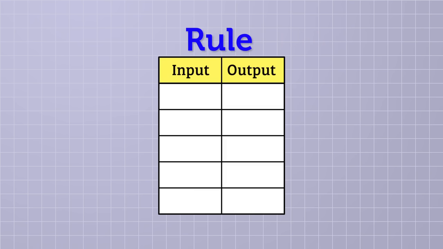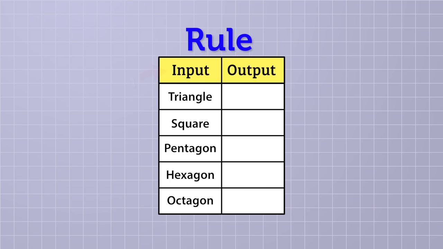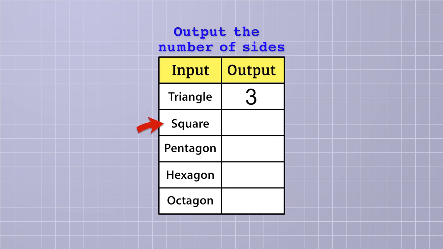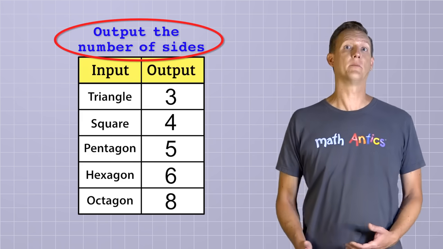or procedure. For example, let's say that the input set of a function is a list of common polygon names like triangle, square, pentagon, hexagon, and octagon. The function itself could be a simple rule that says output the number of sides. That means if we input triangle into the function, the output will be 3. And if we input square, the output will be 4. If we input pentagon, the output will be 5, and so on. So this function simply relates the name of a polygon to its number of sides.